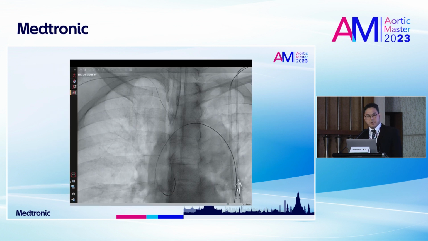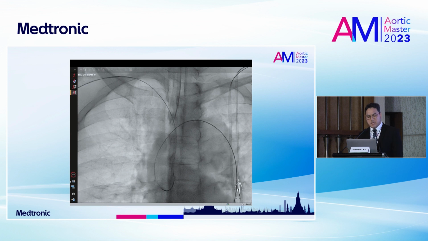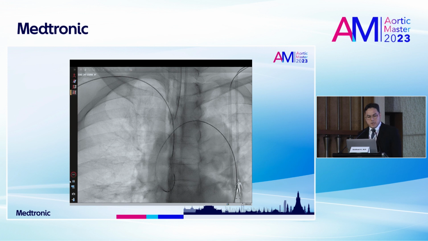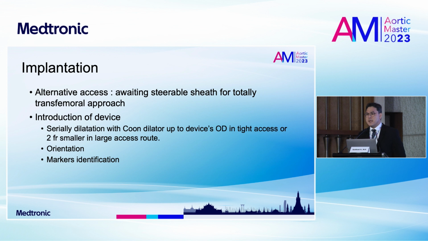This is my preference. Come from the right arm, go to the mid arch and use just a Cobra catheter to go into the descending aorta, and then change to the Lunderquist wire and then follow with the 12 French sheath. This happens later after heparinization. The alternative route of access that we are looking for is the cerebral sheath, that will allow us to do everything from transfemoral approach. And then introducing the device, just a series of dilatations with the dilators, with orientation, with the markers.